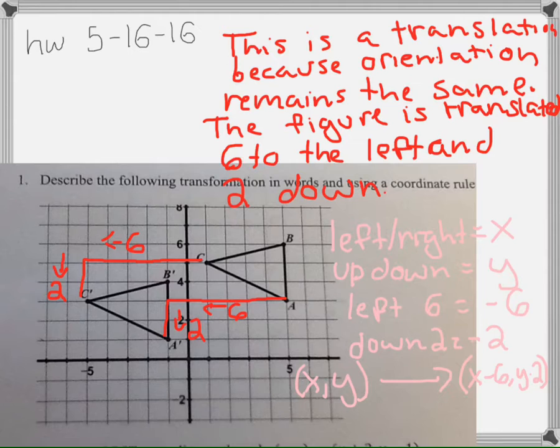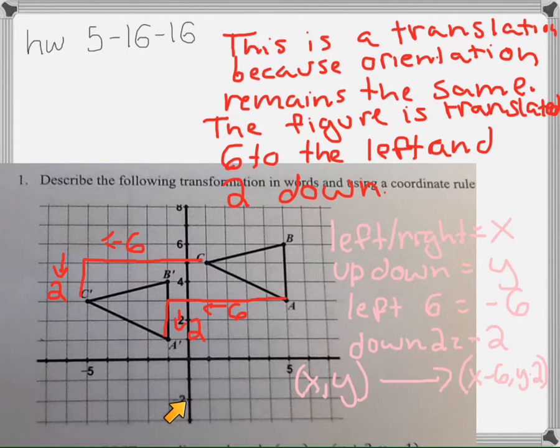So the first question gives us a graph and two images and asks us to describe the following transformation in words and using a coordinate rule. Looking at it, the first thing you can see is that they're orientated the same, so they don't seem to be rotated or reflected.